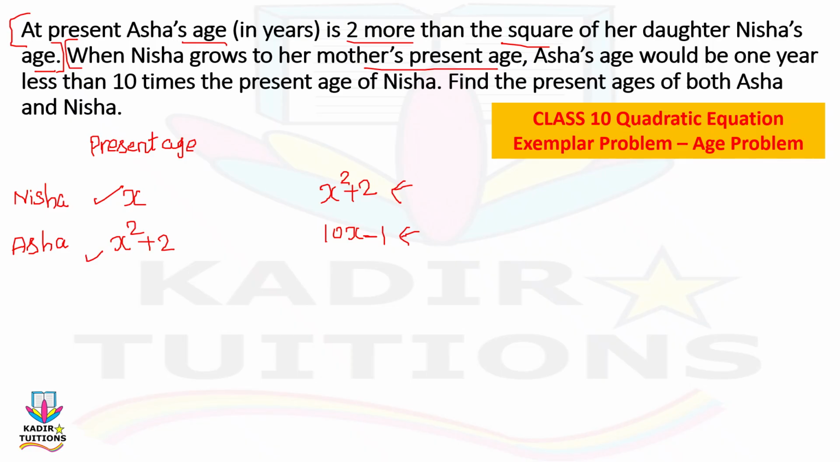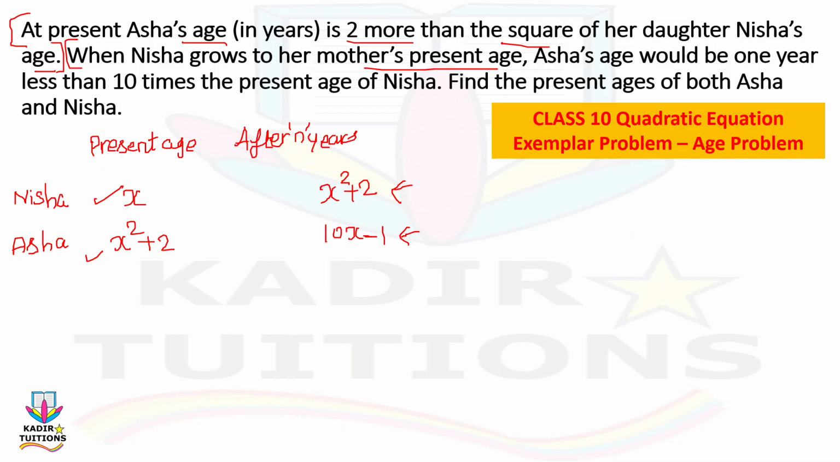But when they are going to become like this, we don't know, because it is not mentioned in the question. Usually they will say after 5 years or after 10 years, but in this question they did not mention after how many years their ages are like this. Since they have not mentioned, I am going to write after n years.